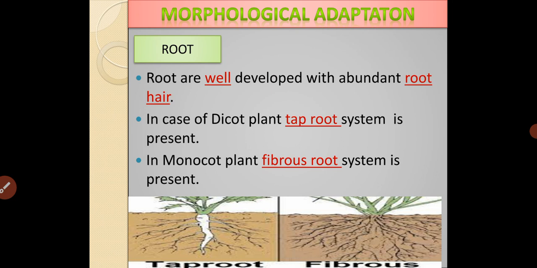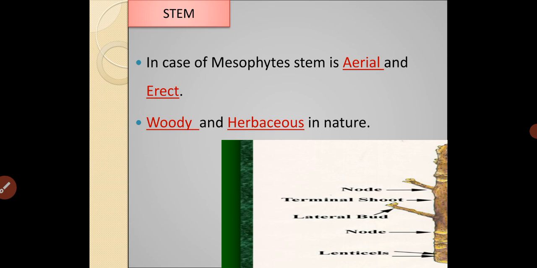Root is well developed in case of the mesophyte with abundant root hair. If you observe the dicot, here the taproot system is present. In case of the monocot, a fibrous root system is present.